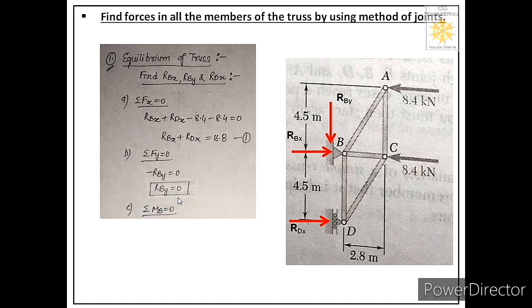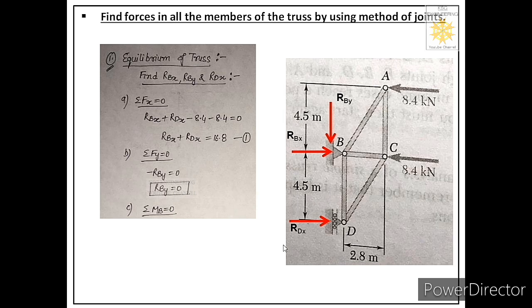Now let us apply the third equation, that is summation M equal to 0. So let us take the moment about joint B. We will take moment about joint B, and we will get rid of these two forces because they intersect joint B, so their moment about joint B will be 0. It means for this particular equation we have to observe the moments of these three forces.